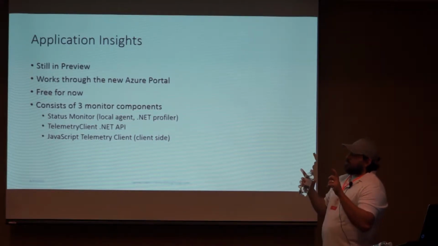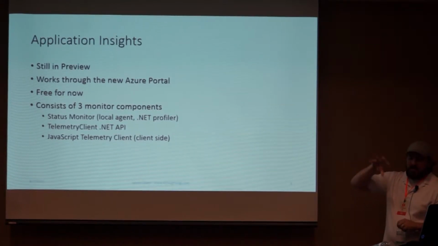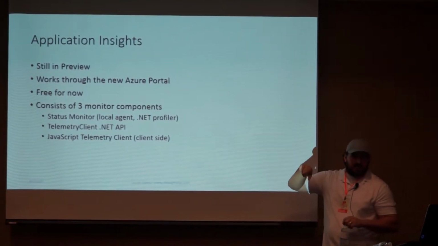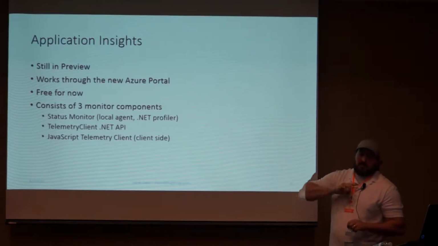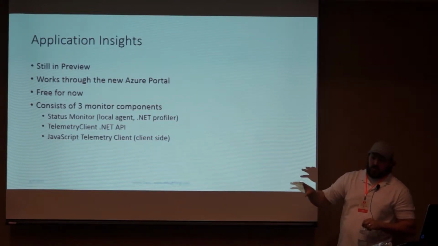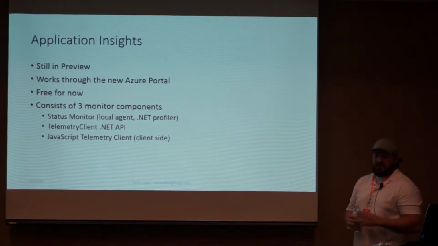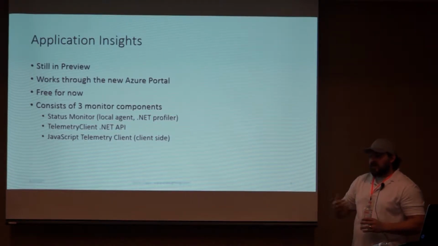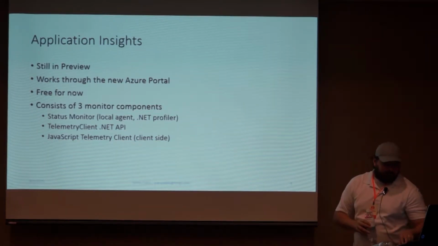There's also a client-facing or JavaScript telemetry client. That's how you can see page views when somebody switches between pages. You can measure how long it takes. If there's an AJAX request out to another server that's not even yours, you can monitor that from the client. So if you have a dependent request on, say, Twitter or Pinterest or something like that, you can find out how long it took to get that AJAX request back.